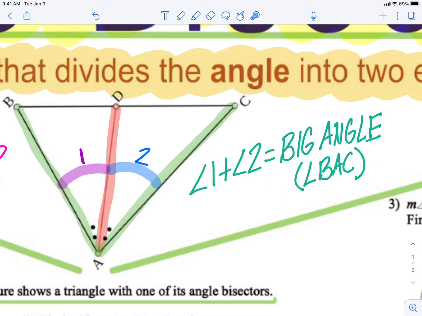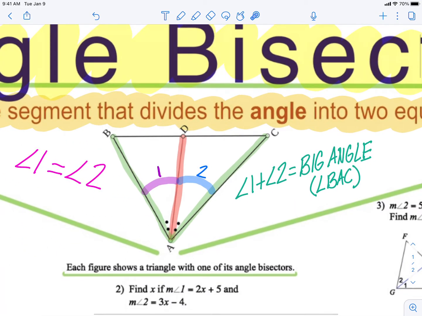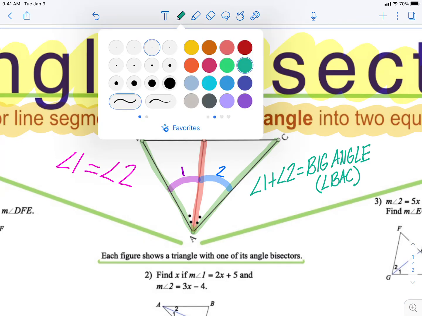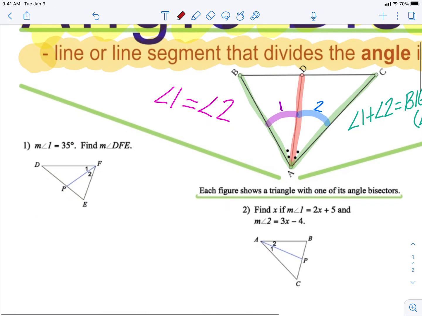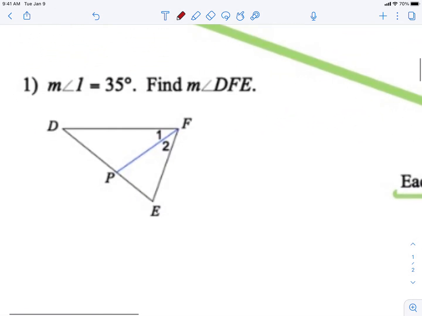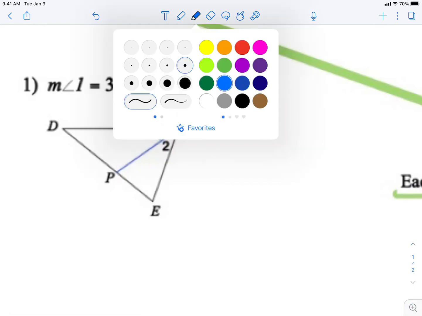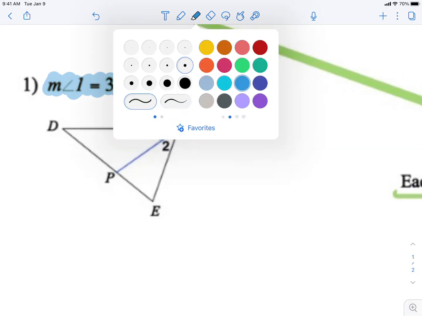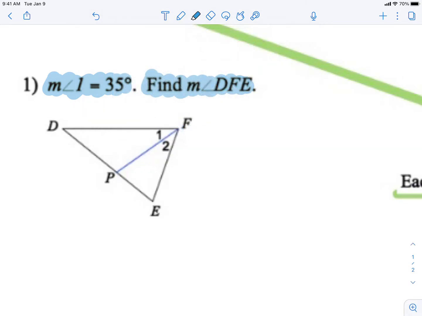See? BAC. So let's keep those two things in mind, and let's do some examples. Okay? So let us look at number 1 here. Number 1 says angle 1 is 35 degrees. Find angle DFE. Okay, so DFE is the big angle.